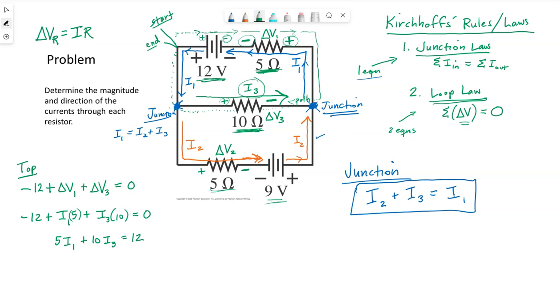So we have another equation. This one is in terms of just I1 and I3. Our junction equation is in terms of I1, I2, and I3. Since we have 3 unknowns, we need one more loop.